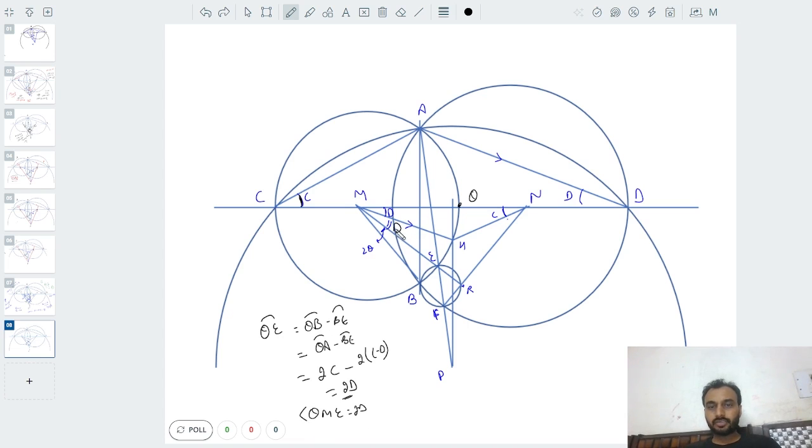So this angle is also D. In a similar way, you will see that this angle also becomes C. So in fact, H is the incenter of triangle RMN. For triangle RMN, H is the incenter. And if I join RH, this must be the angle bisector. Isn't it? RH is the angle bisector of angle R.